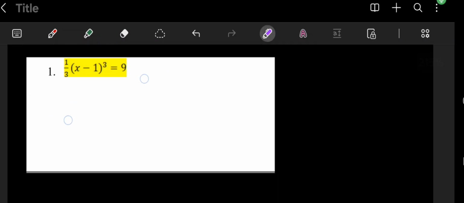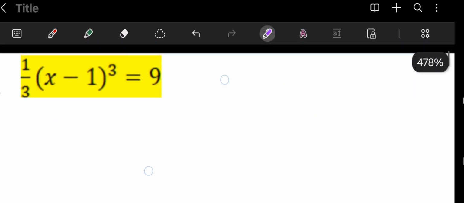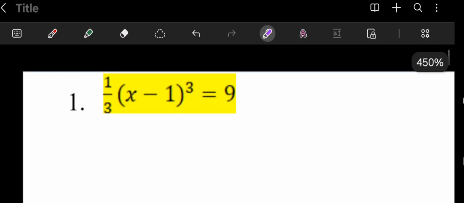Next question. Once again, our goal for this question is to get x all by its lonesome. X is happiest when it's by itself, I guess. Anyways, so here we have 1/3 times (x minus 1) to the power of 3 is equal to 9.